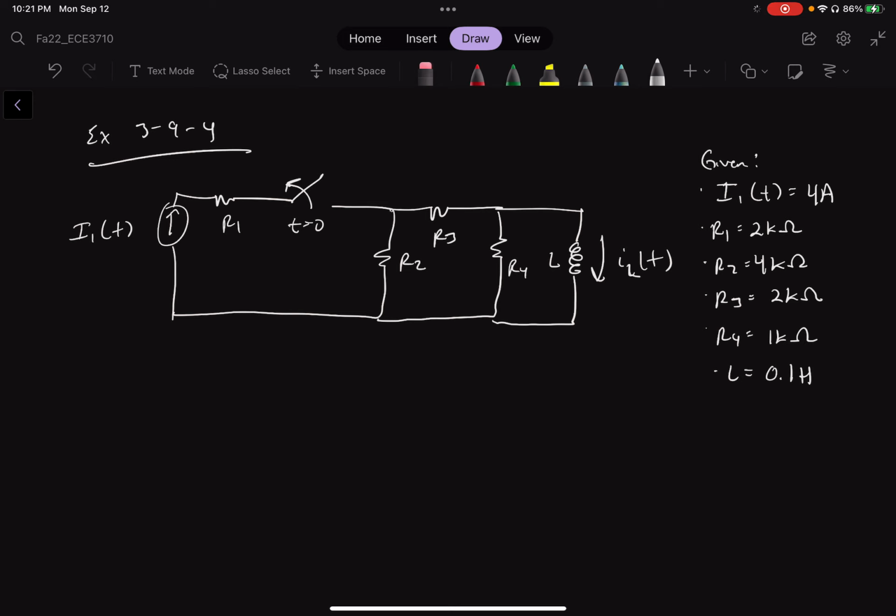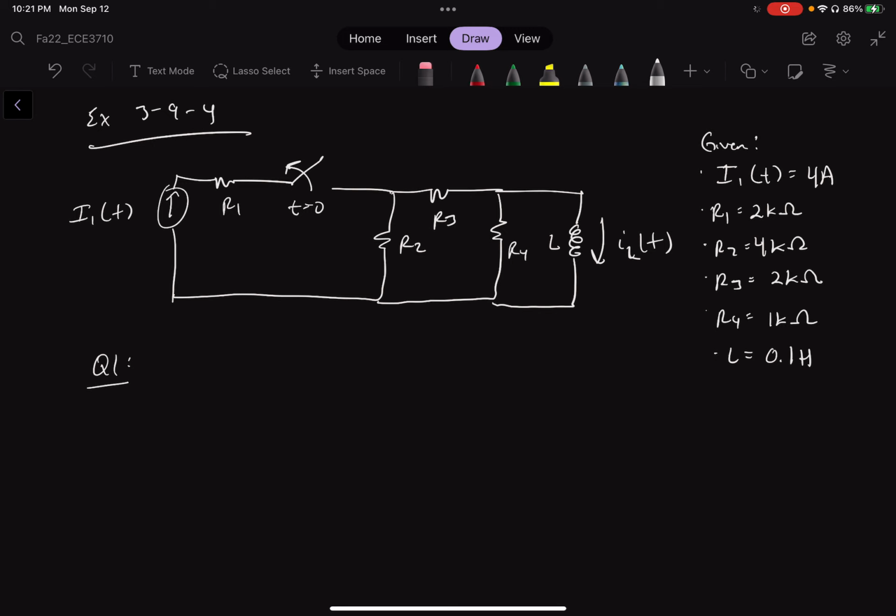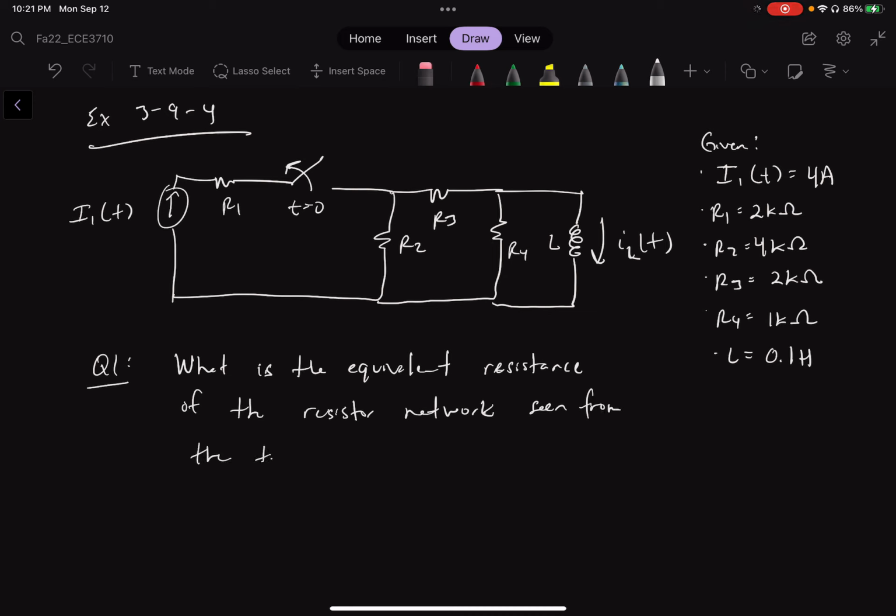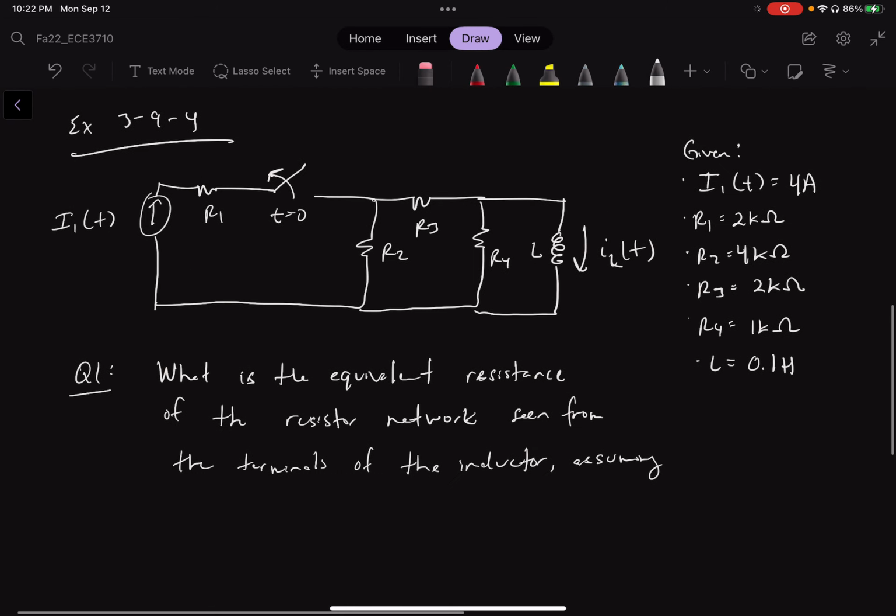Now, question number 1 is: what is the equivalent resistance of the resistor network seen from the terminals of the inductor, assuming the switch has been open for a long time?